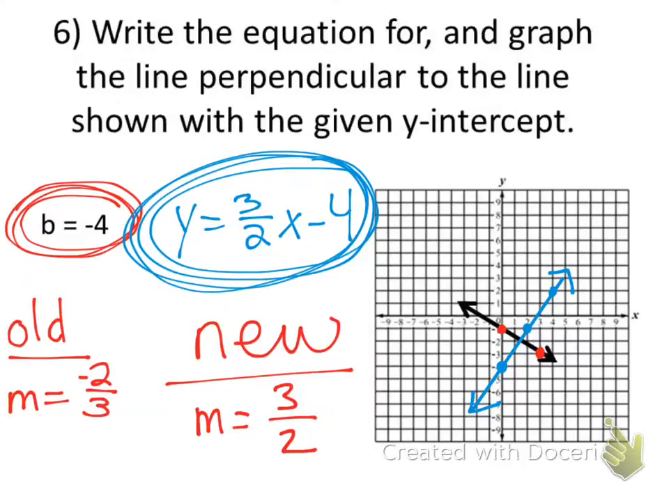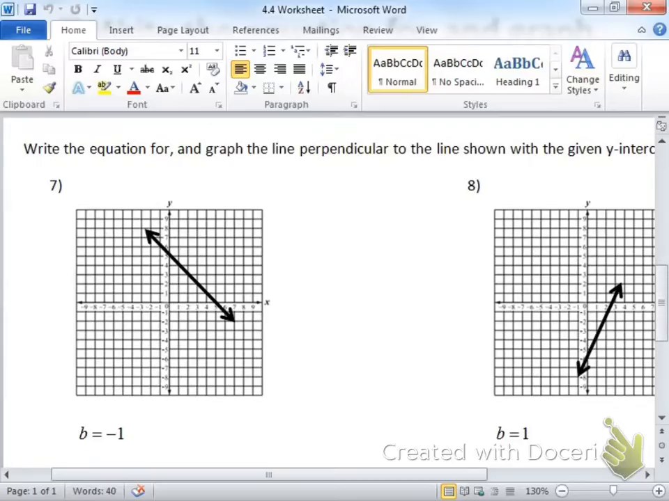Any questions on the problems on the board? So we want a y-intercept of negative 1 here, and we want it to be perpendicular to this line. What shall I do? Find the old slope. What is the old slope? Pick any 2 points. Find your rise and your run. What is the old slope?